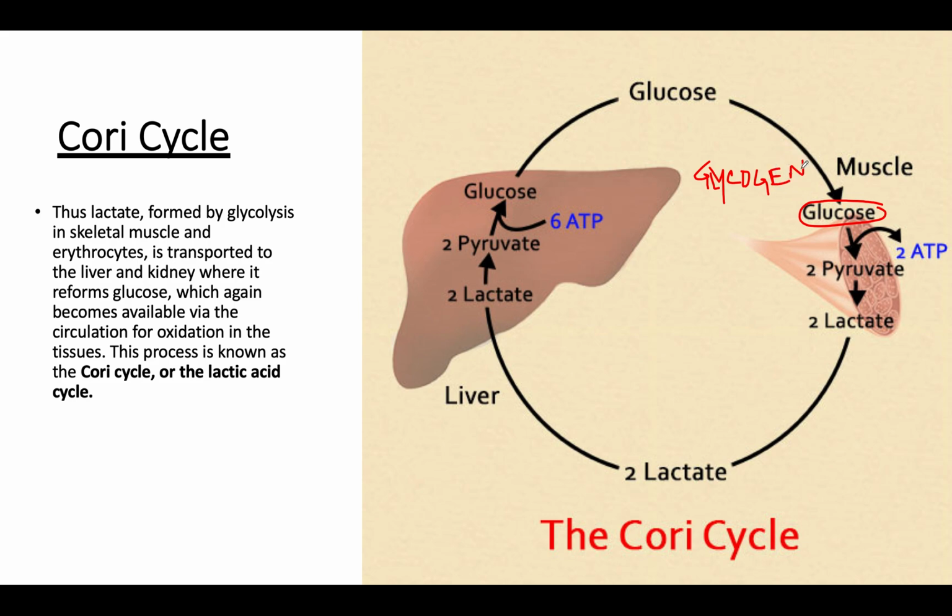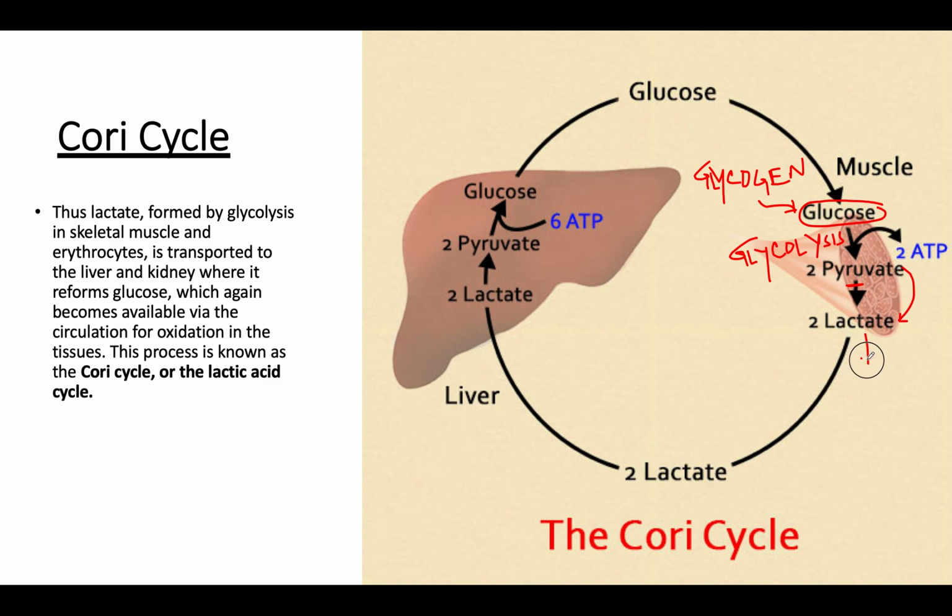So glycogen by glycogenolysis gives rise to glucose. Glucose then leads to the formation of pyruvate by the process of glycolysis, because the respiratory system and the cardiovascular system haven't caught up to the rate at which muscle requires energy. Therefore, the muscle will sustain its energy requirement anaerobically. So pyruvate is then converted to lactate.